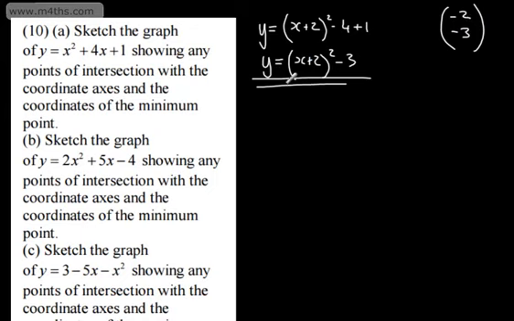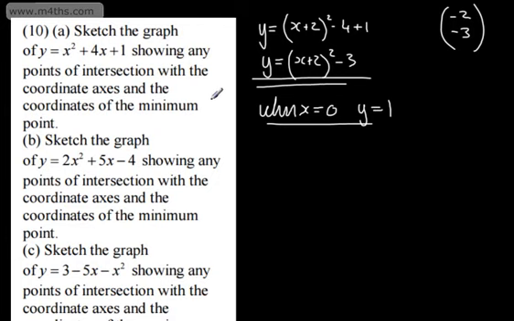Now, what I want is when y is equal to 0 and when x is equal to 0. So when x is equal to 0, y is going to be equal to 2 squared minus 3, which is 1. Or, of course, we can sub it in here. So that's going to give us 1. And that's what we have.